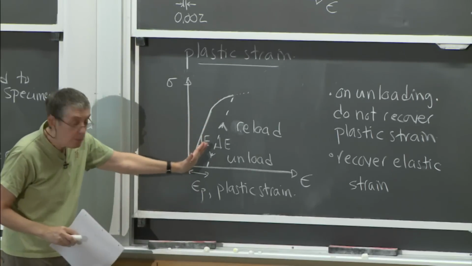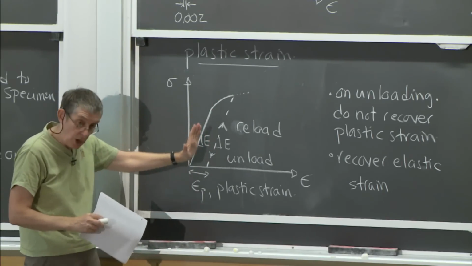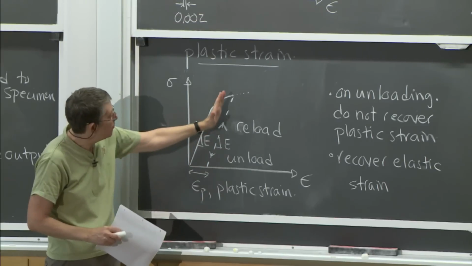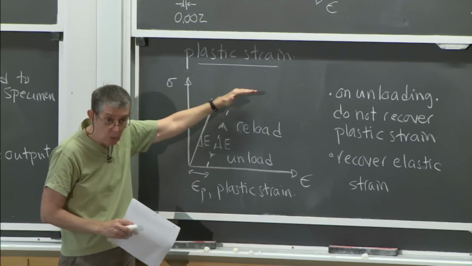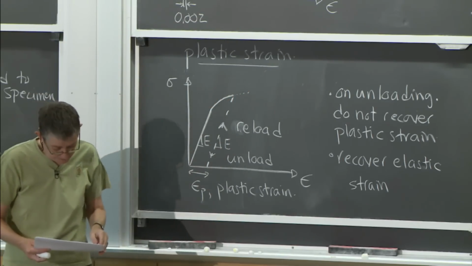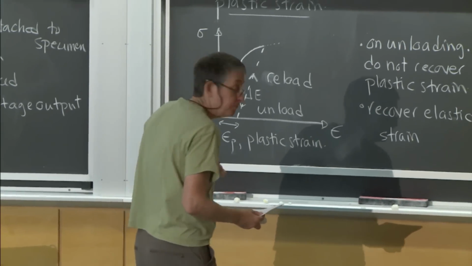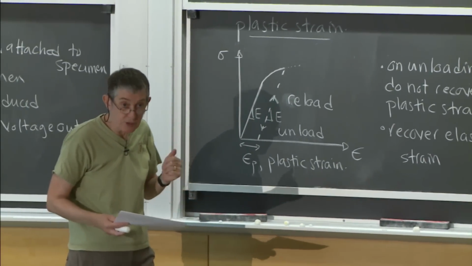So if I unload it, I come down on this line with a slope of E because I'm recovering that elastic deformation that's associated with that. If I reload it, I go back up there, and then I kind of pick up the curve where I left off. Okay? Okay, so we're good so far? It's all just kind of definitions.